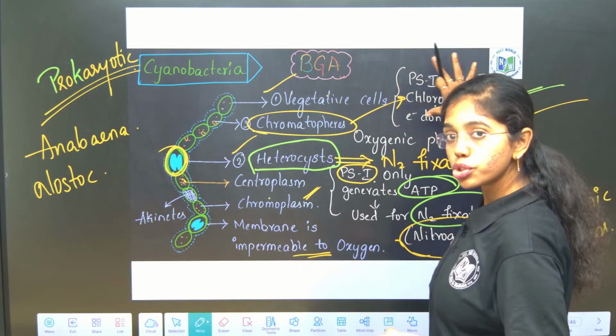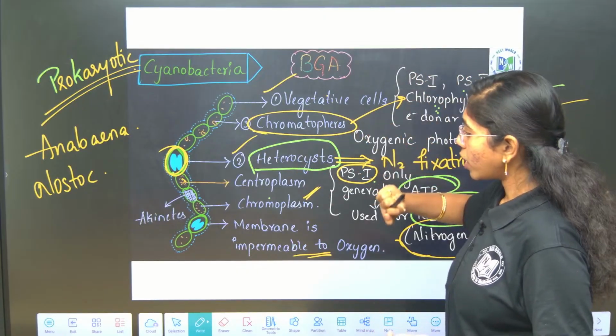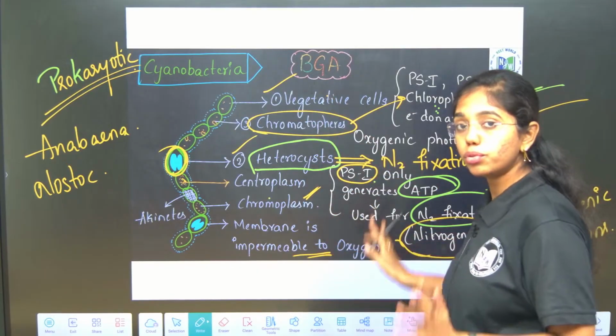What are the compositions of vegetative cell? What is the function of heterocyst? Where are chromatophores present and how is the cytoplasm distinguished? This is all you have to know.